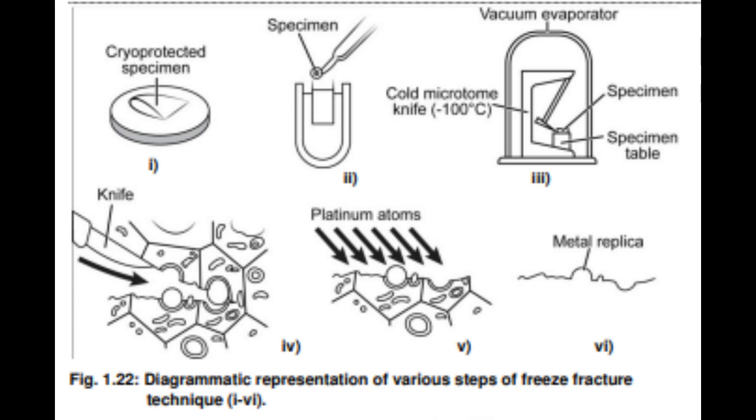Fig. 1.22. 4. A carbon replica is produced when a thin layer of carbon is evaporated vertically onto the surface. 5. Replica is left behind after digestion of organic material by acid. 6. The replica is studied under TEM. Fig. 1.22. Diagrammatic representation of various steps of freeze fracture.